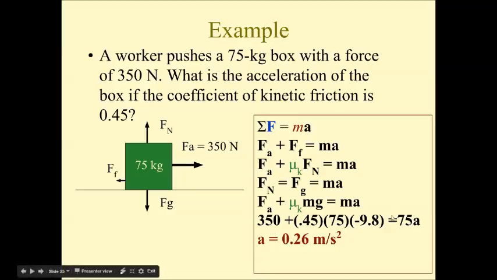Before we do any of those calculations, put those numbers, always be sure that your units are in kilograms and newtons, and then you're safe to use your units of meters per second squared for the acceleration. All right.